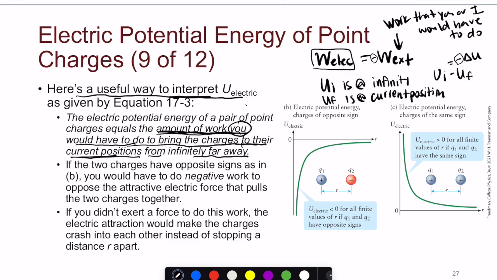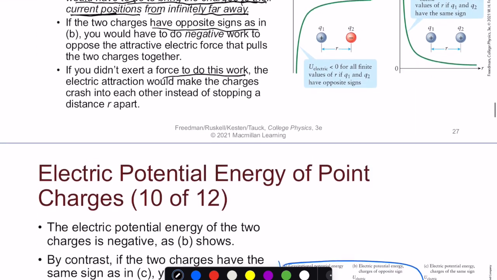So let's say that we have two charges of opposite signs, okay? They are already attracted to each other. So we would do negative work to bring those charges together from infinity to their current position, right? We wouldn't have to do anything. We would do negative work because they're already attracted to each other. Does that make sense? We didn't exert a force to do this work. The electric field did it for us, okay? So that's one way to think about it.